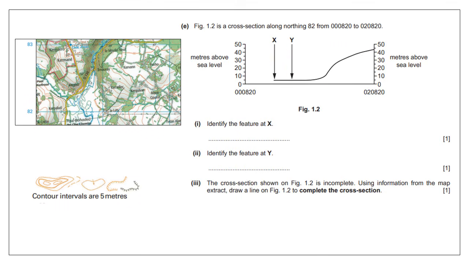Now, the final question asks you to draw on the cross section. And this is where it gets a little bit tricky. To start off with, I go back to the key and I remember what the contour intervals are. In this particular case, they are 5 meters. So if I know where I am, they will always go up or down in 5 meters.